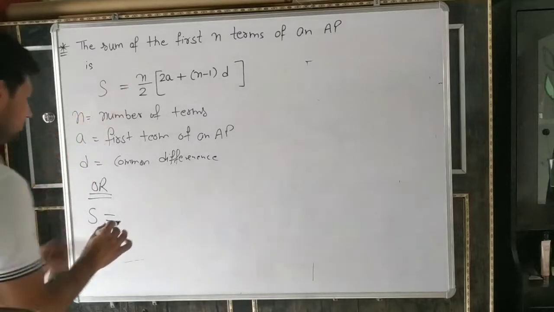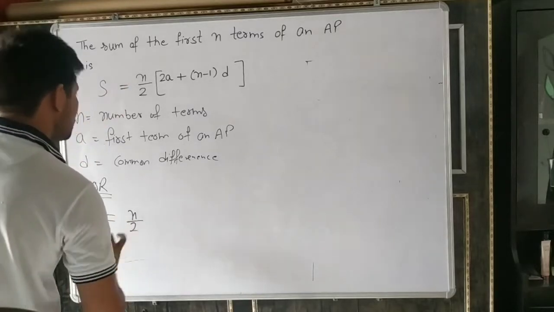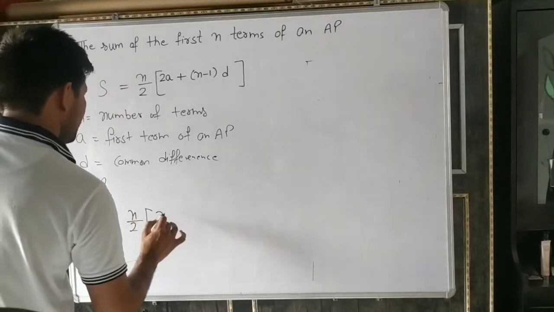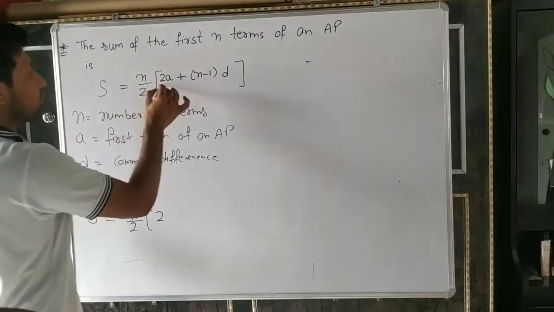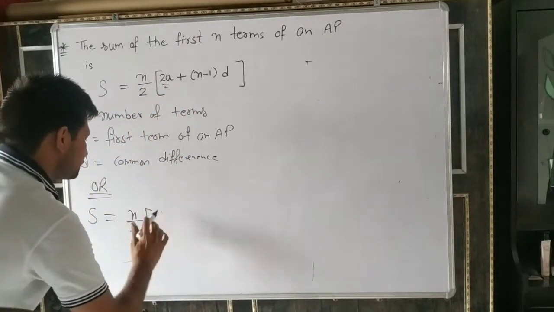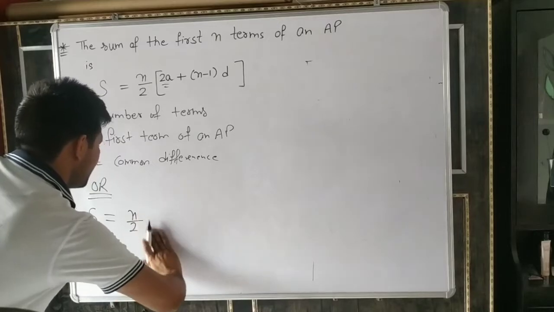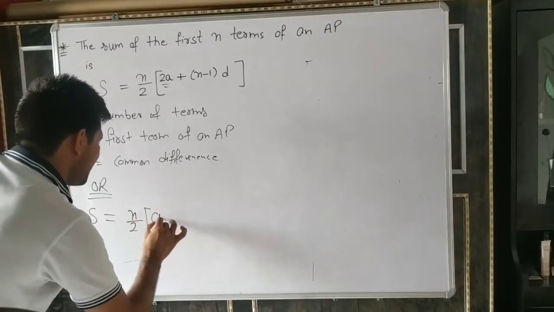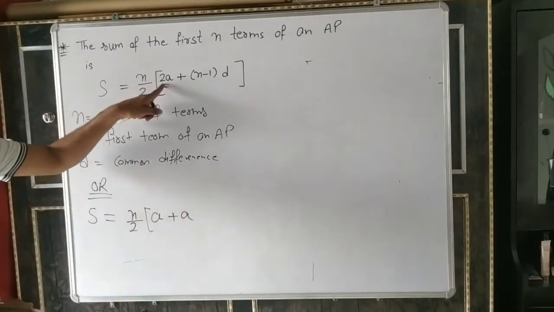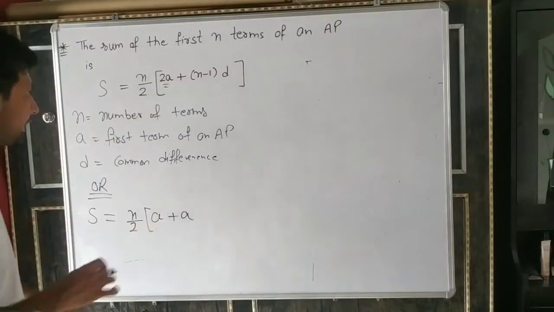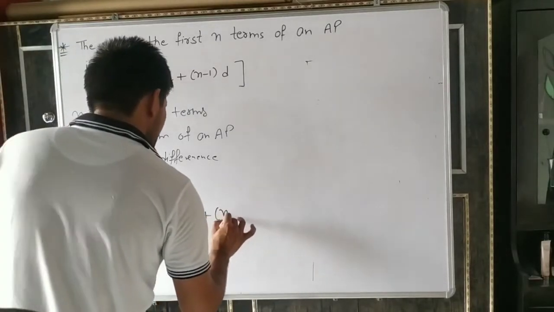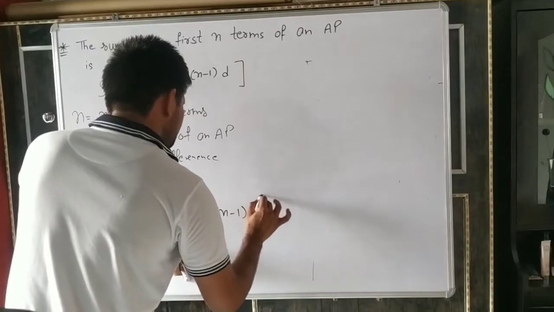S equal to N upon 2. 2A, what is 2A? 2A can be written as A plus A. Yes, it is 2A or not? 2A can be written as A plus N minus 1 into D.